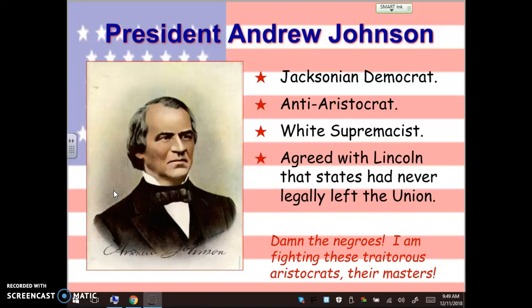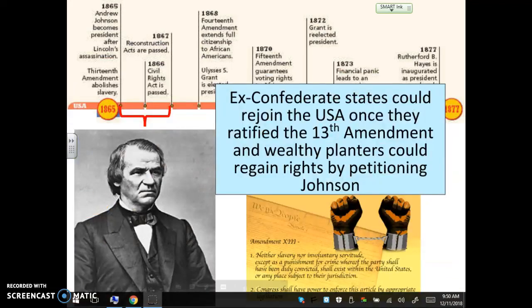And you can see here in the quote that he says, "Damn the Negroes, I am fighting these traitorous aristocrats, their masters." This is kind of showing that he's blaming the freedmen for the fact that he has to go through this problem, because he is fighting more the aristocrats from the southern states.